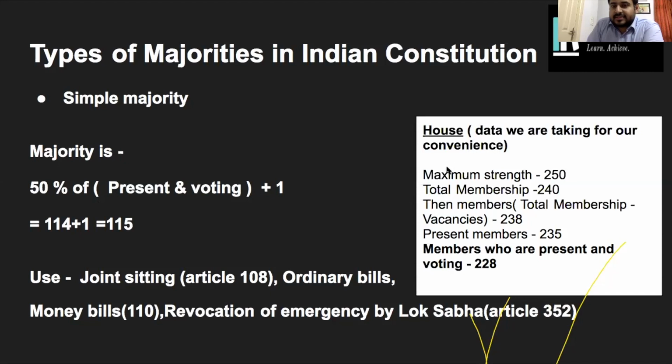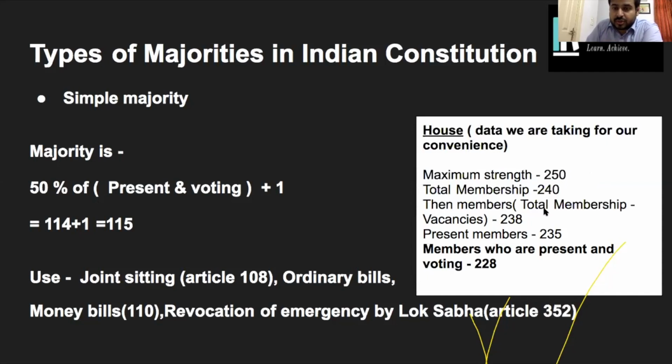Now let us see this data. The maximum strength, if the house is 250, then the total membership is, let us take 240. What is the difference between these two? That these many members, एक house में इतने members at max हो सकते हैं, लेकिन if the population is not sufficient, तो हर constituency में members को seat allot नहीं की जा सकती है. तो total membership वो है जो house की उस time पे जिसके लिए allocation provide की जाती है.